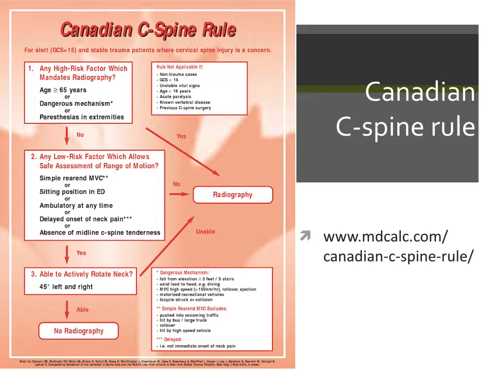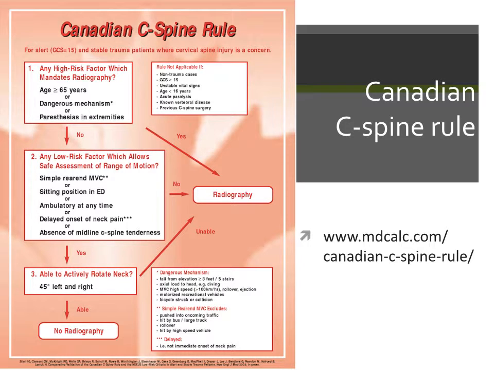If the patient doesn't have any of those features, then it's the low risk factors which allow assessment of the range of motion again, which is: a simple rear end motor vehicle collision, sitting in the ED, ambulatory at any time since the injury, delayed onset of neck pain, and absence of midline C-spine tenderness. If the answer to all of those questions is no, then they need to have imaging.